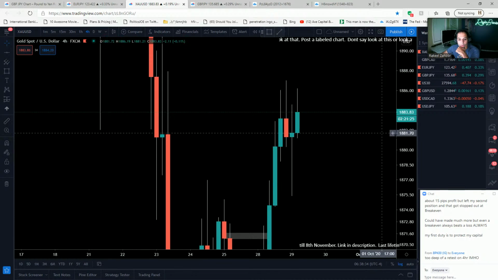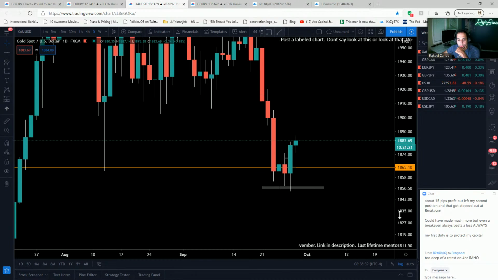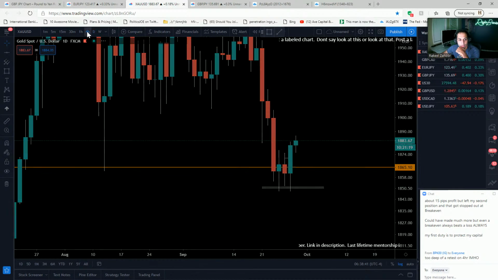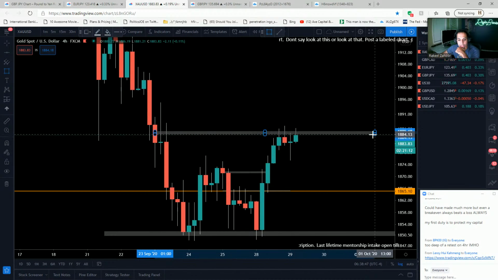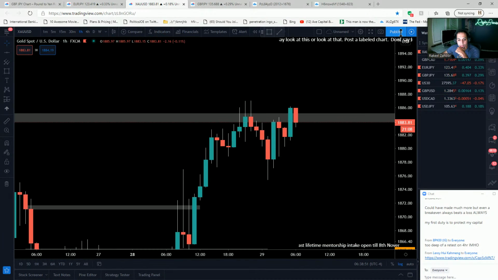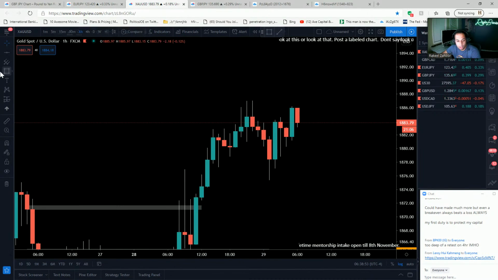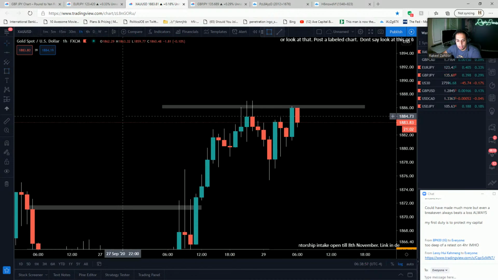Let's take a look at gold here. Gold daily. Gold is retracing. It's coming up. Looking on the 4-hour, gold is in an area where it got rejected before. So now what are the chances it's going to get rejected again?